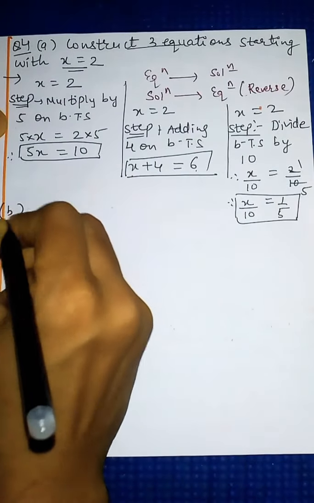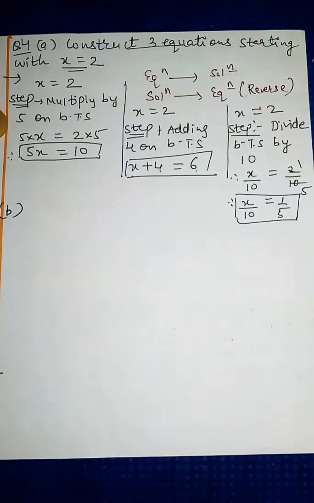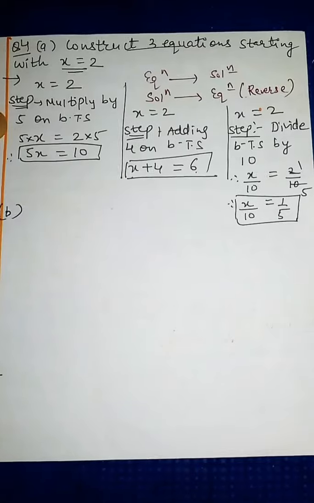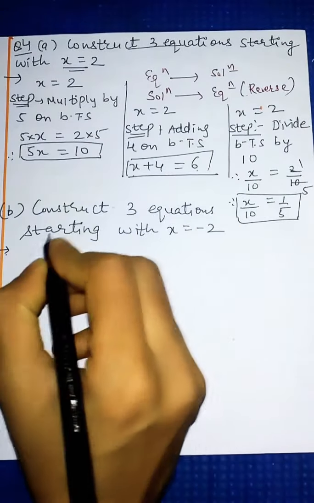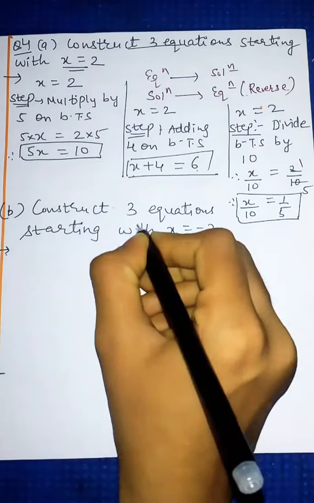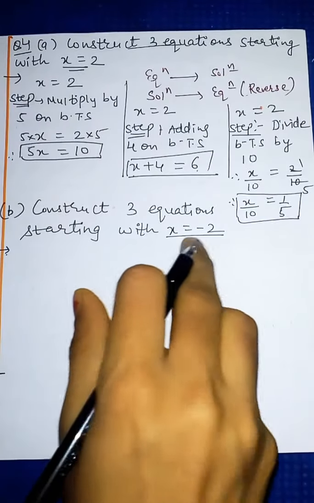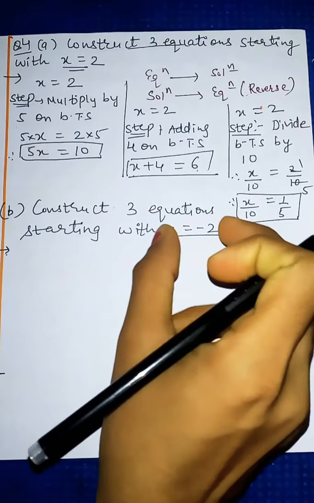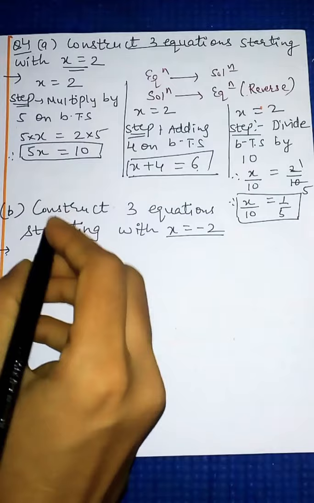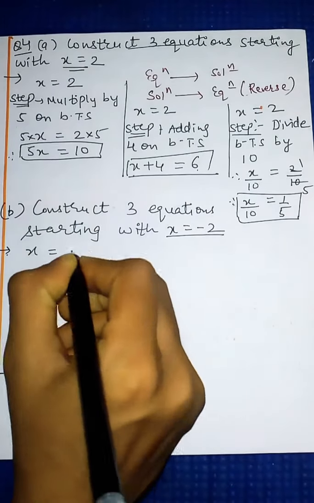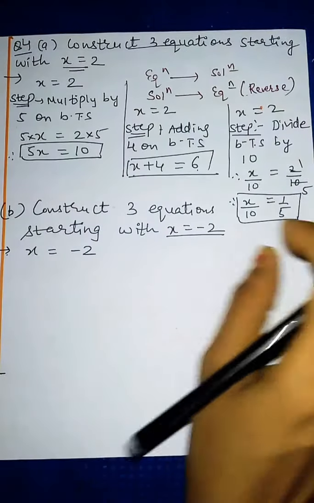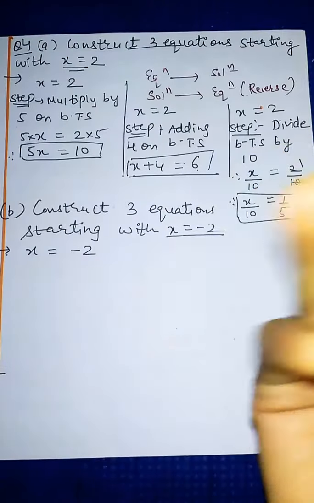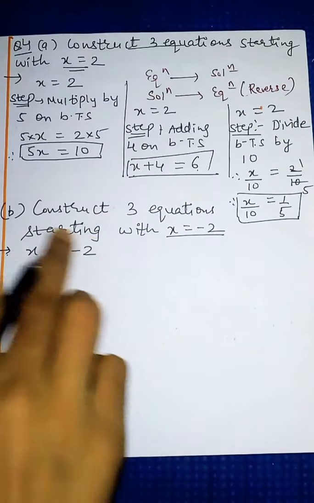Now moving ahead with the B part. So question 4b is construct three equations starting with x equal to -2. Now the value is given, x equal to -2, so we will start with this. So this value is given to us. Now we will make an equation with the help of this.